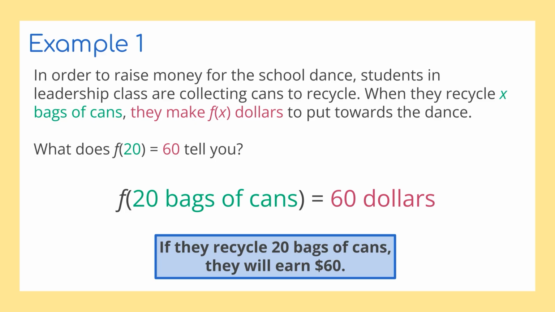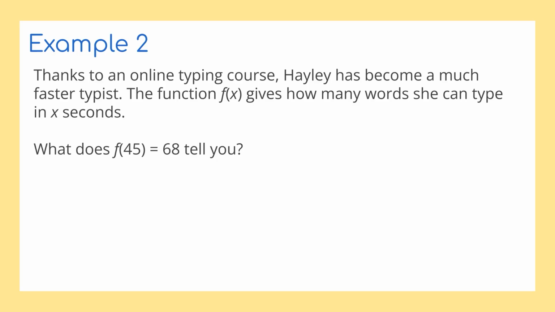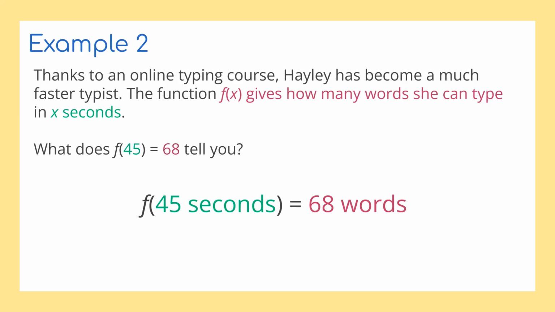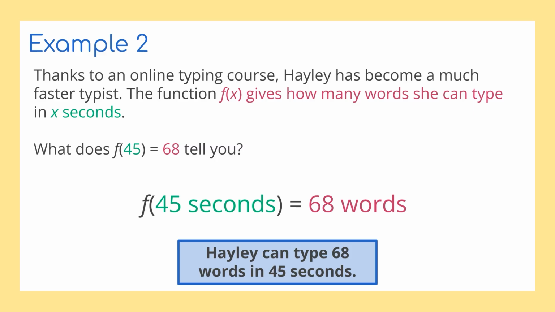Good job! Let's try another example. Example 2 says thanks to an online typing course, Haley has become a much faster typist. The function f of x gives how many words she can type in x seconds. We're asked what f of 45 equals 68 tells us. So again, let's look for what our notation and variables represent. We're told the function f of x gives how many words she can type in x seconds. So f of 45 tells us the amount of words Haley can type in 45 seconds, which we're told is 68 words. So to answer the question, f of 45 equals 68 tells us that Haley can type 68 words in 45 seconds.